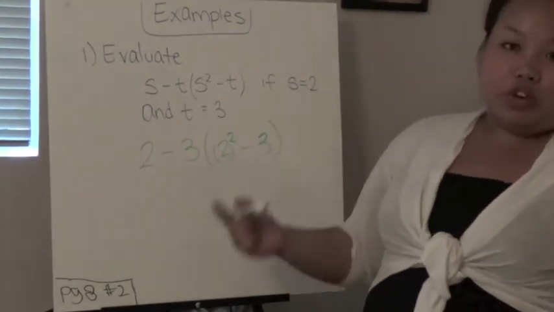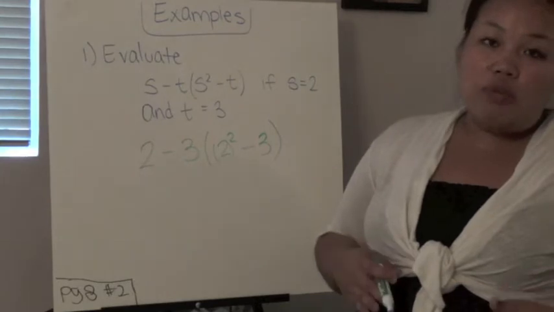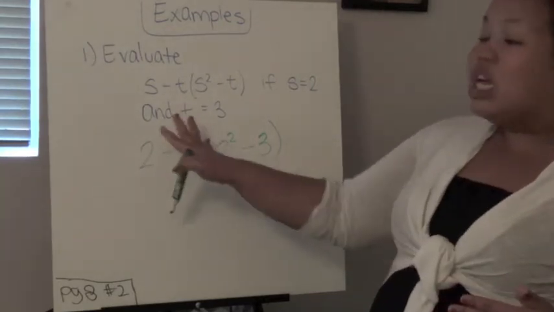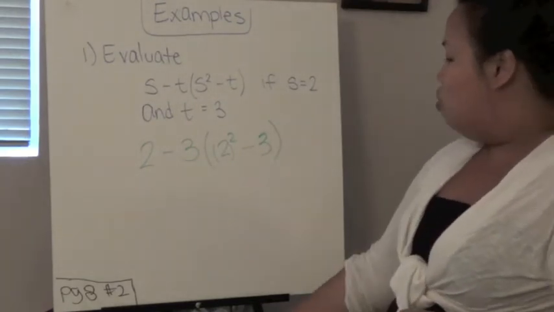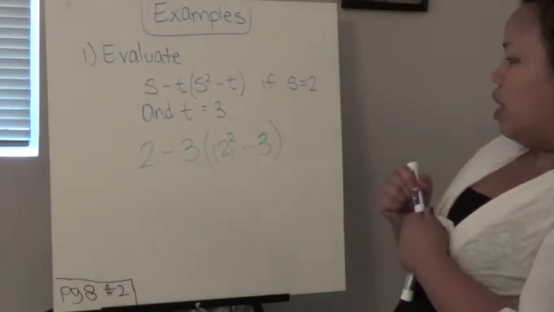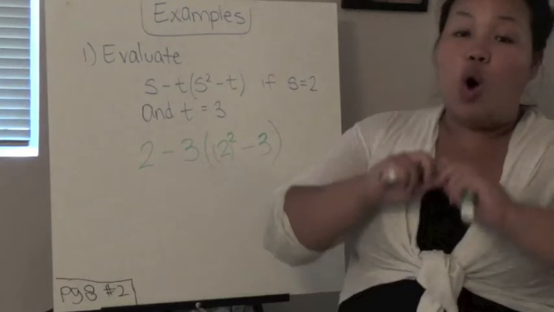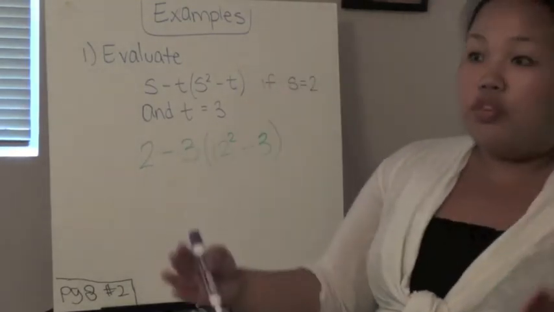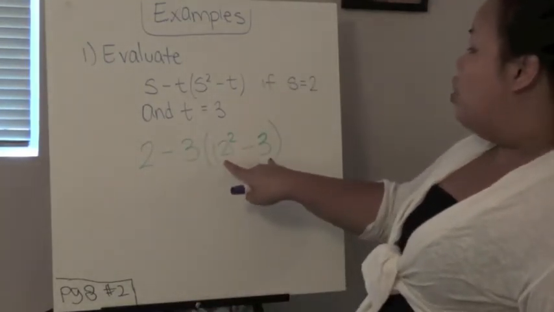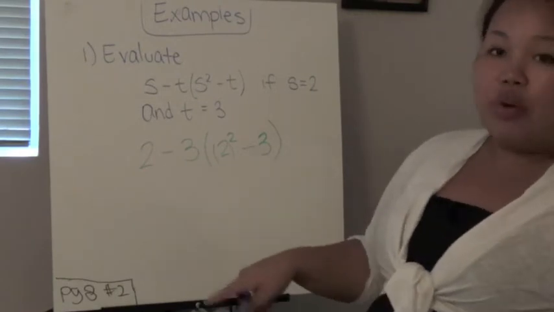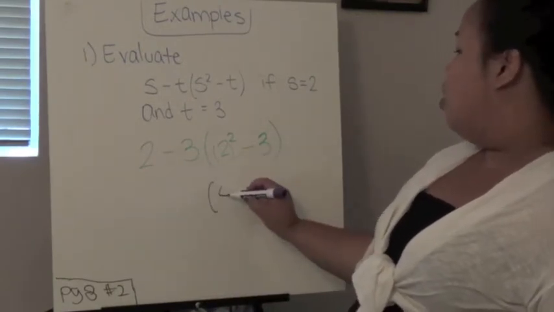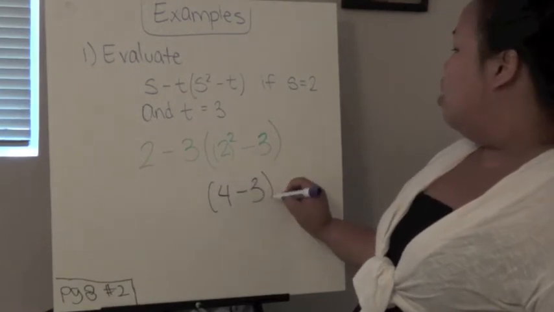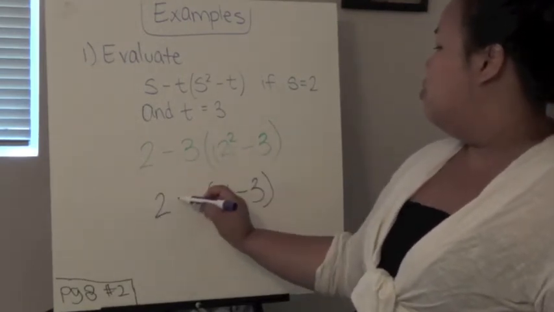So what is our first step? Well, according to your order of operations, is anything in parentheses. So we're going to ignore the outside and we're going to focus on the inside of the parentheses, which is right in here. Okay? Now in the parentheses, it's a whole nother world. So then you start over the order of operations. So in here, we're going to do the power first. So we're going to do 2 squared, which is 4, minus 3, and then we're going to bring this down.